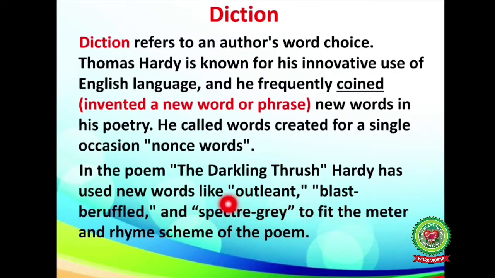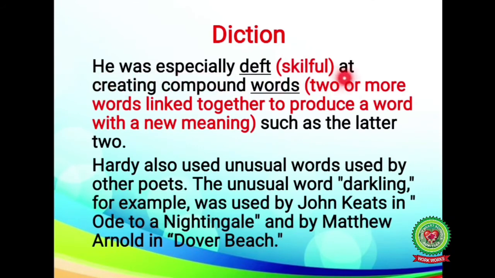So, children, you can see here he has joined two words, out and leant. Here, blast and beruffled. Then, spectre and grey. These words have been joined to form new words. So, he called these words nonce words. He was especially deft at creating compound words such as the latter two. Deft means skillful. Compound words means two or more words linked together to produce a word with a new meaning. So children, the last two words, blast-beruffled and spectre-grey, are compound words.